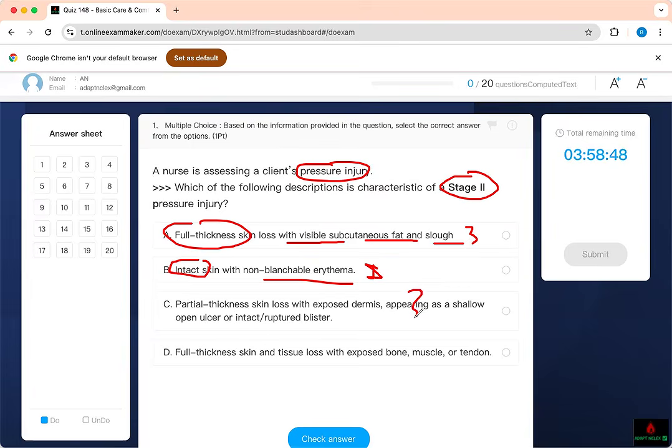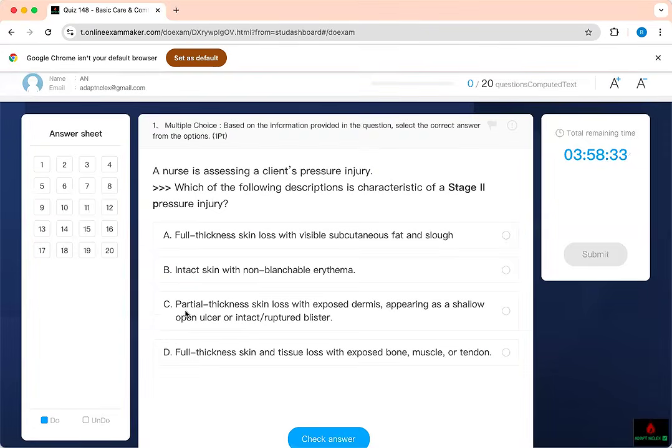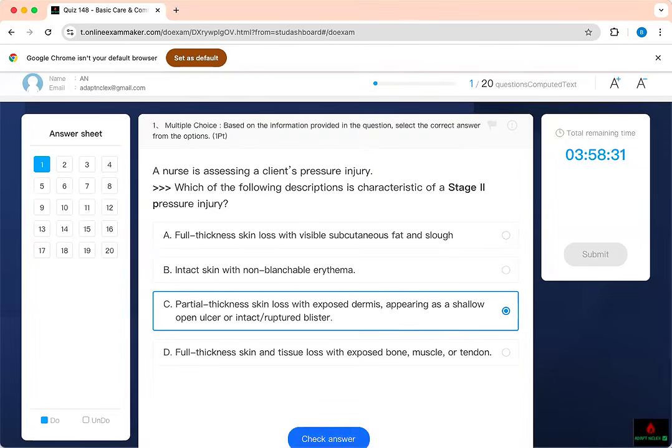Let's look at the fourth one. Full thickness. Just by that word, eliminated. This is test-taking strategy. By that word, full thickness, and exposed bone, we have stage 4. Therefore, which one is the right answer? Stage 3 is not it. C is the stage 2.